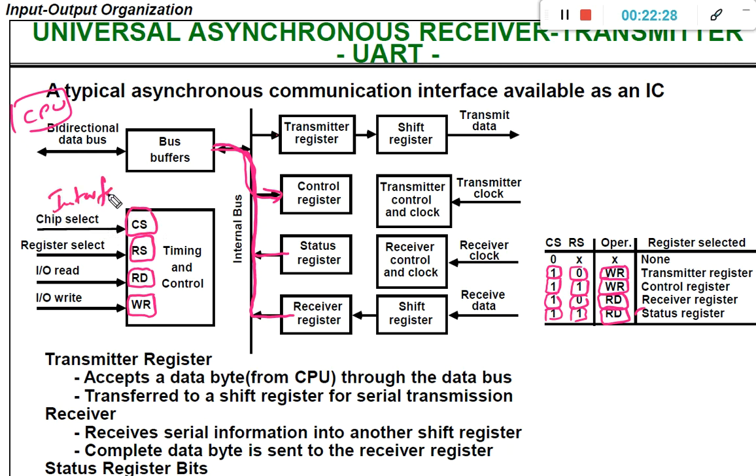Interface selection is determined by the chip select. Based on the chip select value and the register select value, the particular operation will be defined, and there are two write operations and two read operations. Write operation can be performed for both the transmitter register as well as the control register from the CPU, and read operation can be performed from the receiver register and from the status register to the CPU.